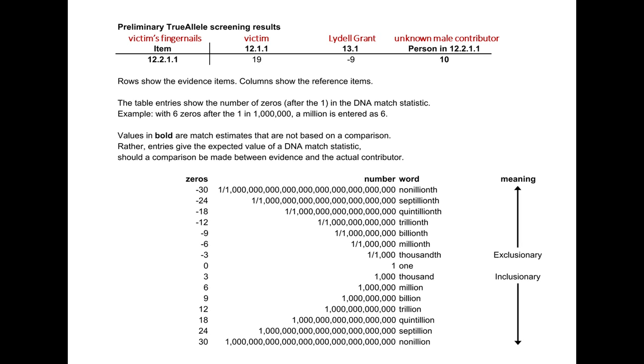12.2.1.1 is the victim's fingernail. We also had a DNA profile from the victim, a reference sample, a DNA profile from Lydell Grant, the accused, and they apply a statistical probability. So you can see this is the exponent, that 19 underneath victim. That's the exponent for the statistical value. So you can see this is somewhere between, obviously the victim's DNA is included somewhere up in the quintillion, septillion numbers. He's obviously included. We expected that.